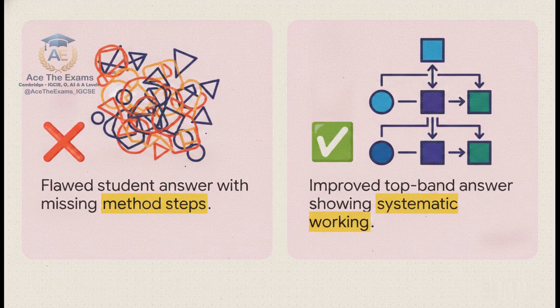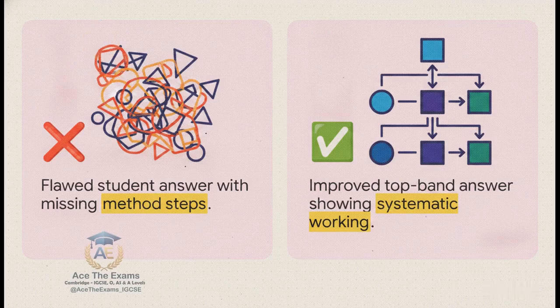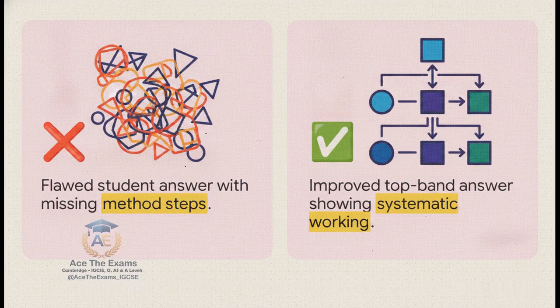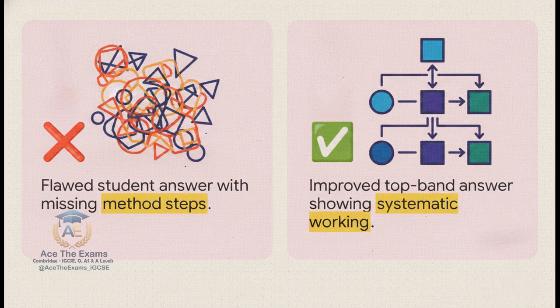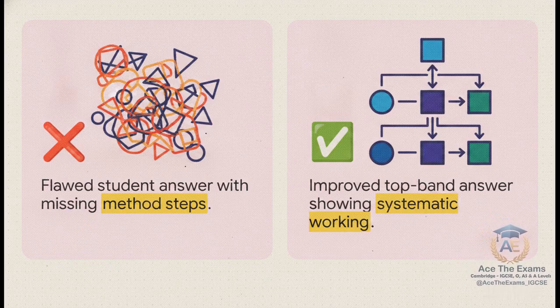On the left side of your screen, you're looking at a pretty classic flawed student answer. The final mathematical value might actually be close, maybe even correct, but look at those gaping holes in the working. It just jumps straight from the initial formula to the conclusion. Now check out the right side. This right here is an improved top band answer. It systematically shows the extraction of data, setting up the inequality, and every step of that algebraic manipulation. The difference between these two answers is not just about neatness. It is a massive grade boundary risk.